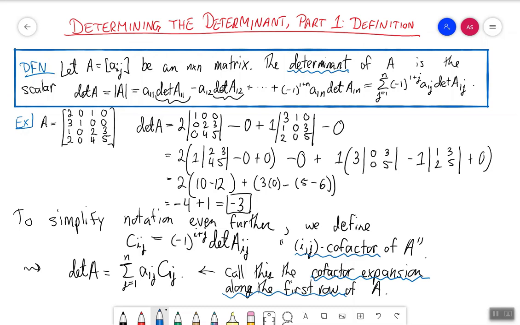Now notice that I said along the first row. Well, it turns out that any row works. In fact, any column works also. Which brings us to the following video. You thought I was going to say theorem, didn't you?